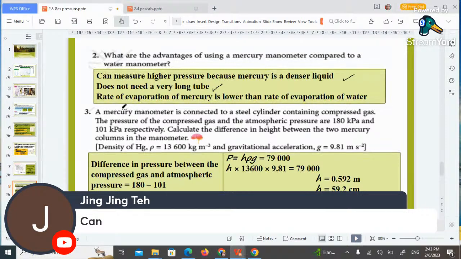Number 3, a mercury manometer is connected to a steel cylinder containing compressed gas. The pressure of compressed gas and atmospheric pressure are given respectively. Calculate the difference in height between the two mercury columns in the manometer. Okay, can you imagine what is mentioned from here?